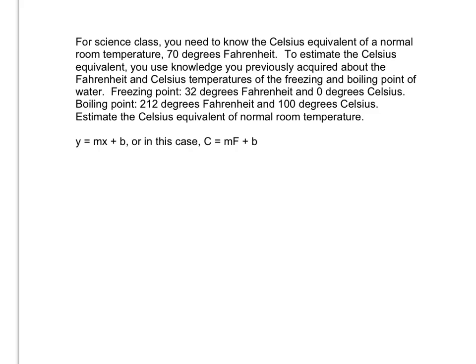The boiling point is 212 degrees Fahrenheit, which is the same as 100 degrees Celsius. So we want to estimate the Celsius equivalent of normal room temperature. Okay, so we're going to use y equals mx plus b form, or in this case, it's the same kind of thing, Celsius equals slope times Fahrenheit plus b. Okay, so we're going to use our 2 points that we figured out that go together. We've got freezing point and boiling point.